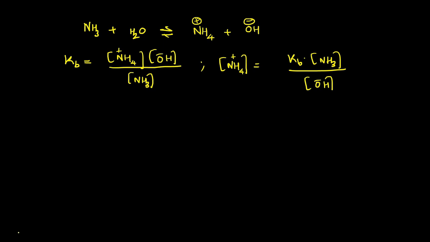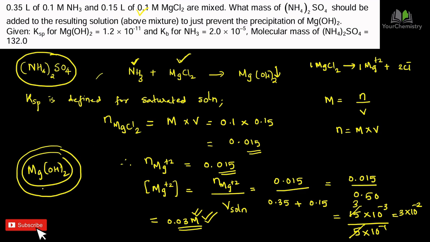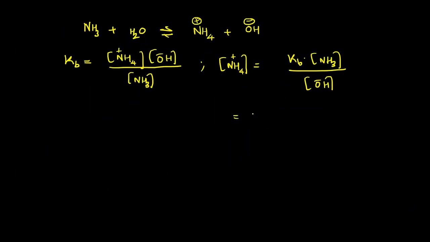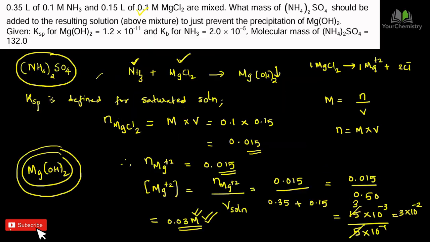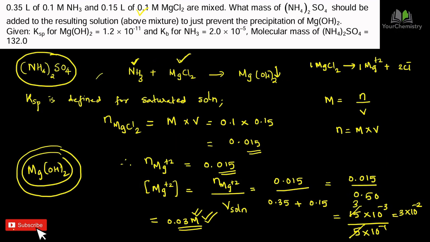Now in the question, the Kb value is given how much? The Kb value is given as 2 into 10 to the power minus 5. And what could be the concentration of NH3 in the solution? The same way we found it for magnesium, we can also find it for NH3. Number of moles of NH3 is how much? 0.35 into, because volume into molarity.